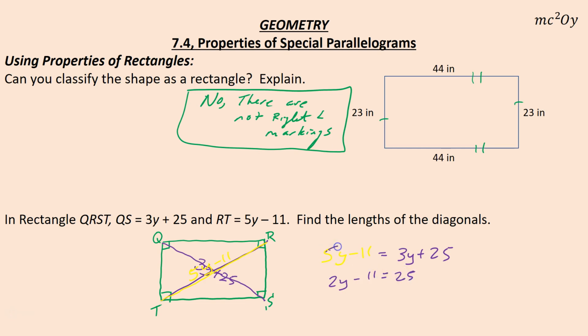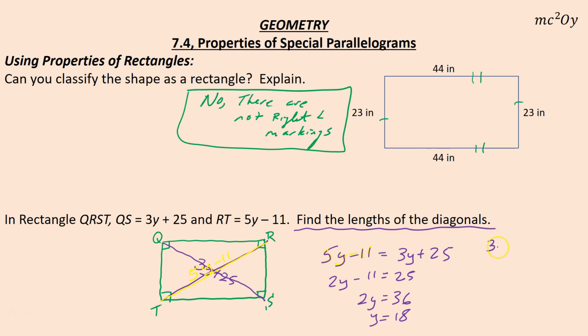25. And I don't know how well this will show up, so I'm going to outline that there. Okay, we'll add 11 over, so 2y is equal to 36. So y is 18. All right, we found y, but we didn't find the length of the diagonals. So to find the lengths, I actually have to plug that 18 back in, or substitute back in.